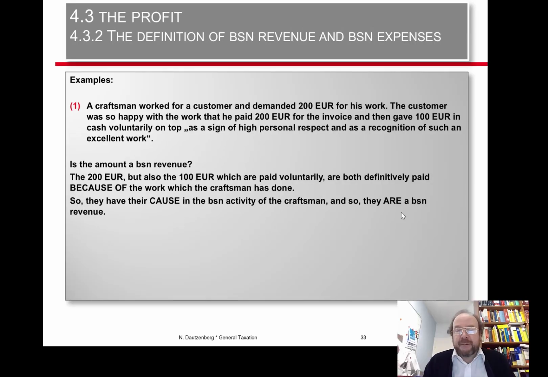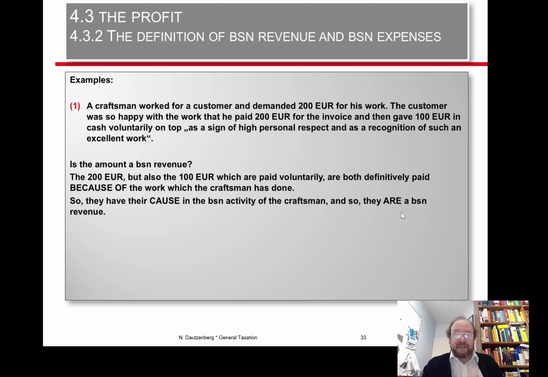Okay, so let's go on. A craftsman worked for a customer and demanded 200 euro for his work. The customer then was so happy with the work that he paid 200 euro for the invoice and then gave 100 euro in cash voluntarily on top as a sign of high personal respect because I like you and as a recognition of such an excellent work. And now the question is, is the amount, especially the additional amount, a business revenue?